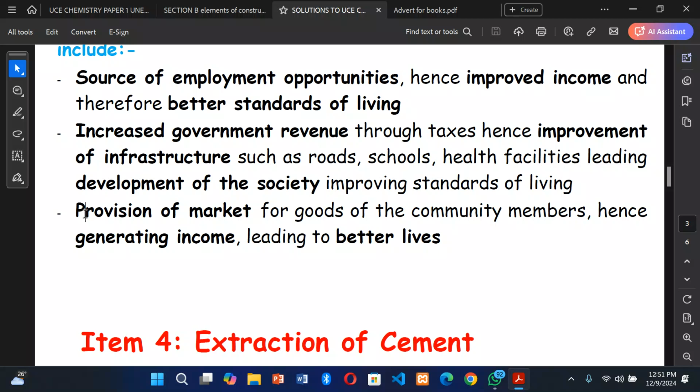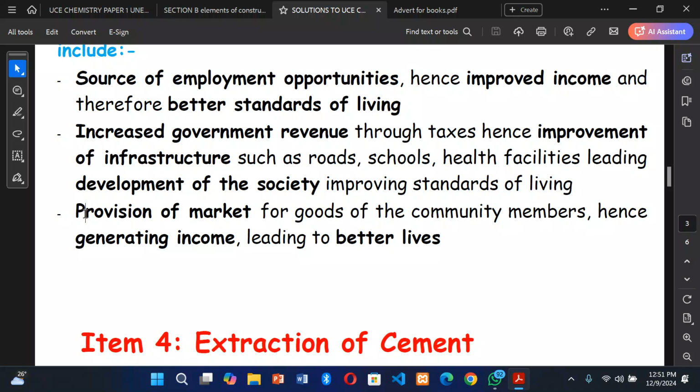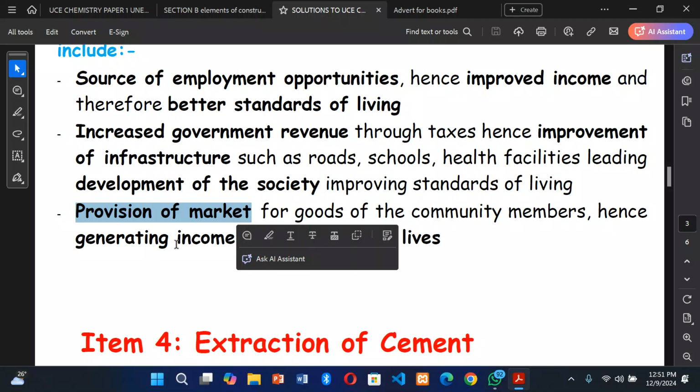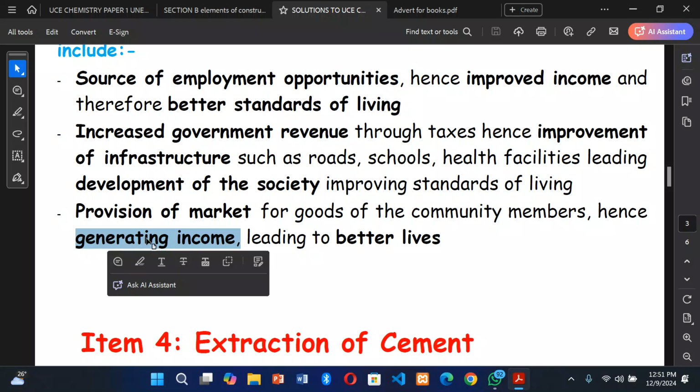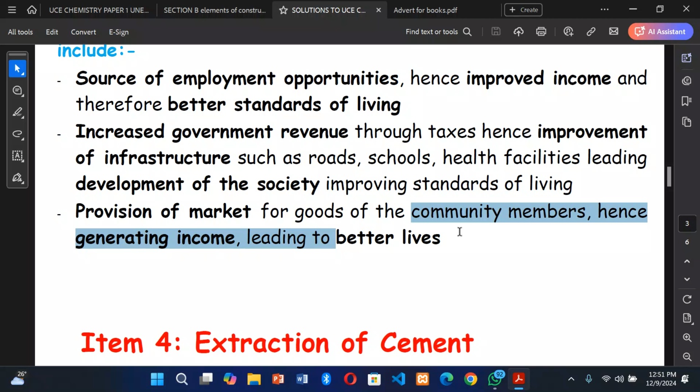Look at the last point. It is saying provision of market. There is a mark on provision of market. Hence generating income. There is a mark on generating income. Now when it generates income, it will lead to better lives. So there we also get the 3 scores. But as I said, we need to include only 1 point, because 1 point is the one which should be marked, but it should be very well explained and you get all your 3 marks.